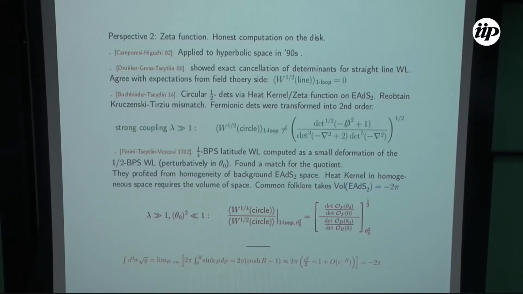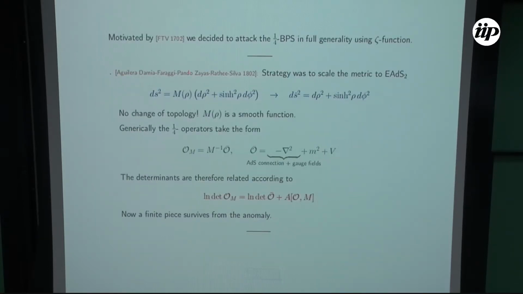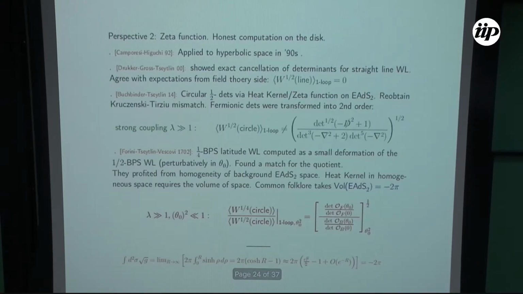But then the Italians, Valentina Forini, Arkady Tseytlin, Edoardo Vescovi, made a computation: take the 1/4 BPS loop, expand in theta, work out the deformations of the 1/4 with respect to the 1/2, perturb in theta, and compute the determinants as deformations of the 1/2. They computed and ended up finding an agreement with the result. So this was done in 2017, I don't remember exactly.